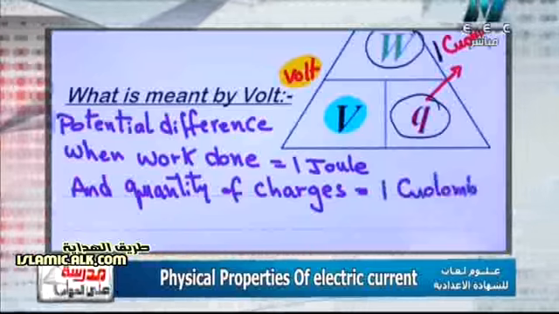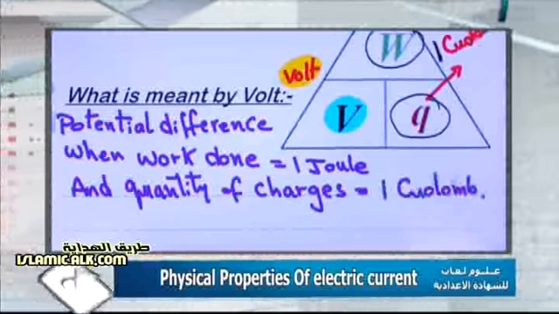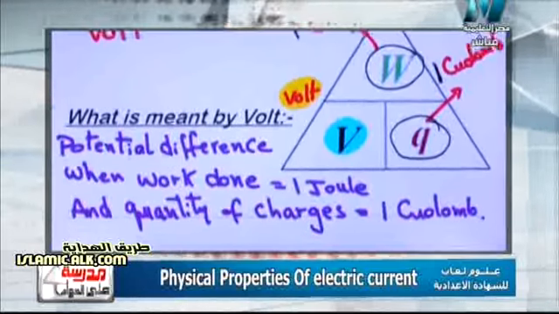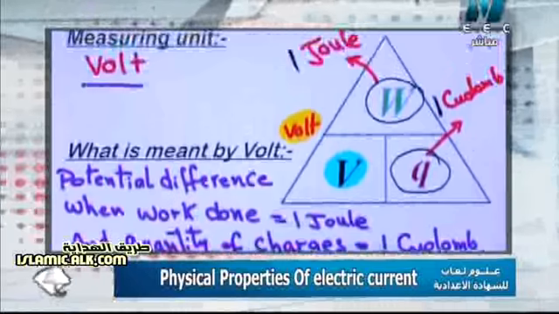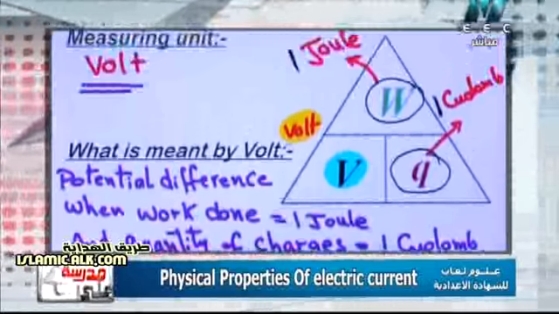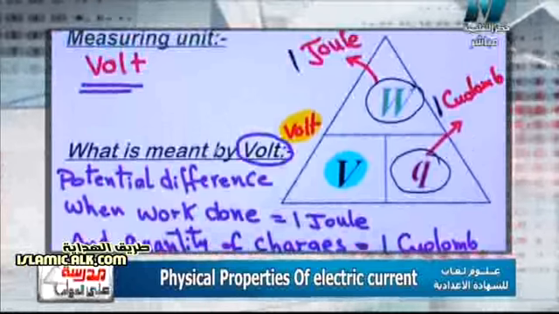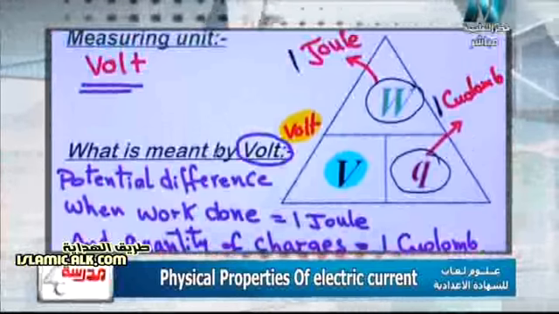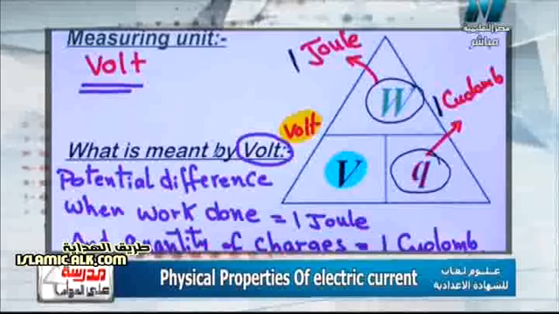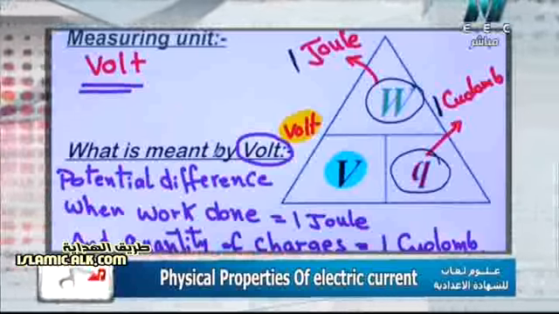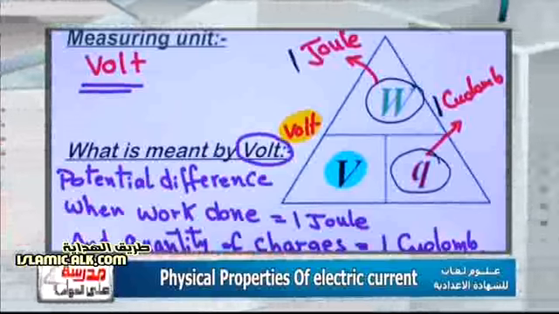So now, dear students, we know what is meant by the potential difference, and we know the measuring unit of potential difference is volt, and how we can define volt using the magic triangle. If we remember the magic triangle, we can remember the definitions, we can remember the rules to answer any problem. Okay, dear students.